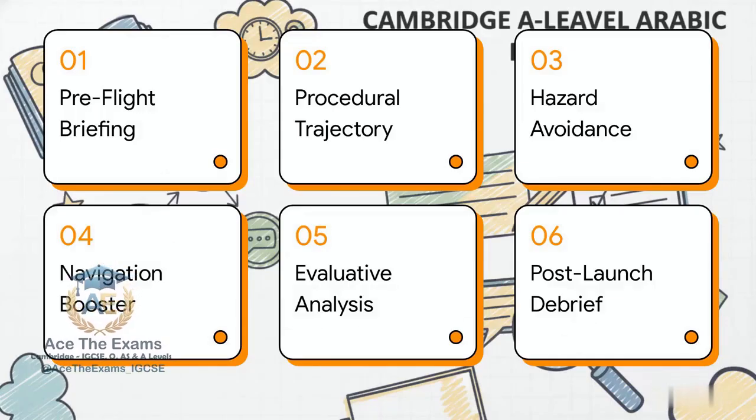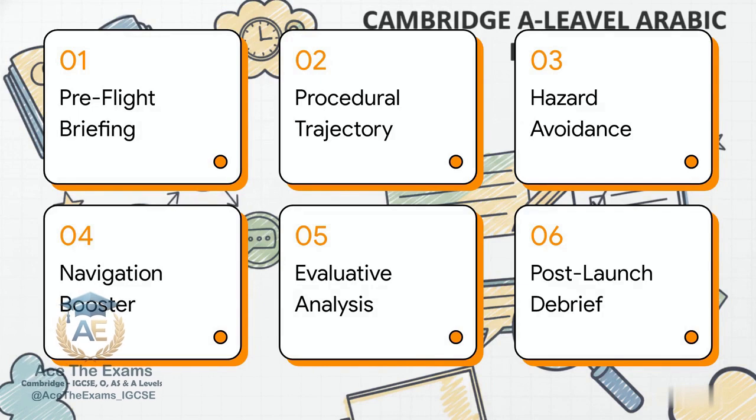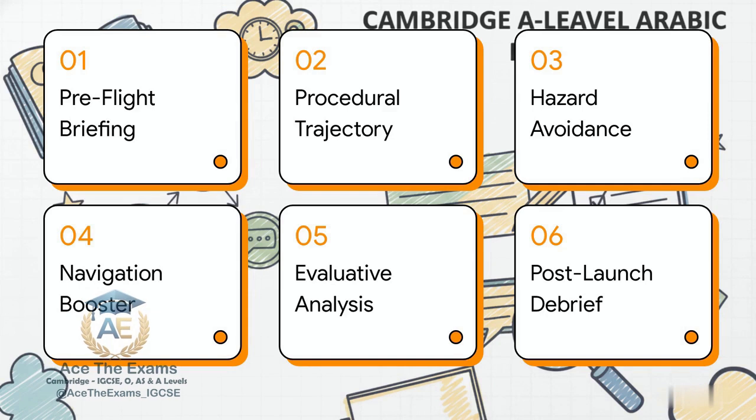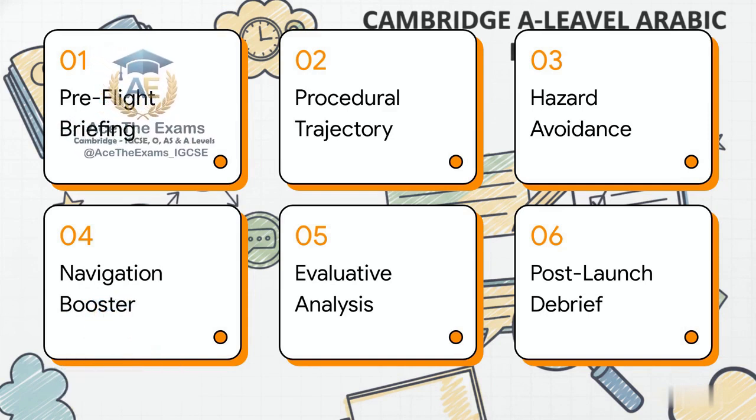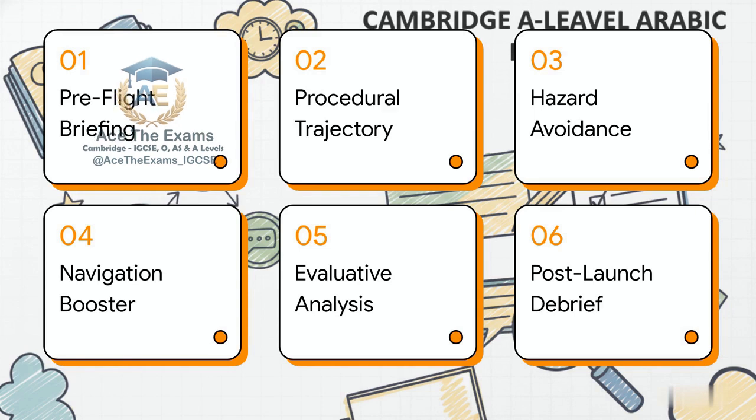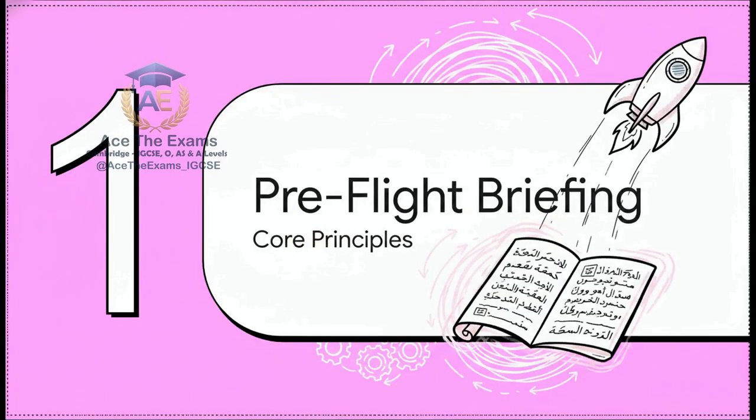All right, here is your official flight plan for today's launch sequence. First, our pre-flight mission briefing. Second, the procedural trajectory. Third, critical hazard avoidance. Fourth, a mid-mission navigation booster. Fifth, reaching orbit through evaluative analysis. And finally, our post-launch debrief. Let's dive right into Section 1, our pre-flight mission briefing.